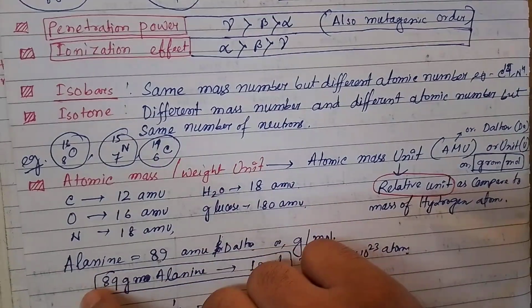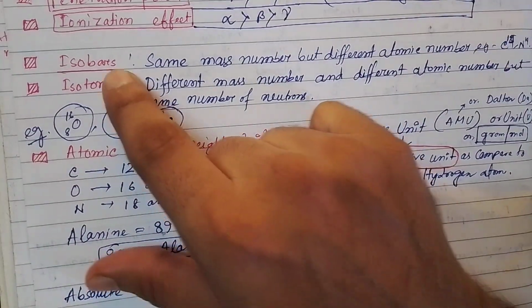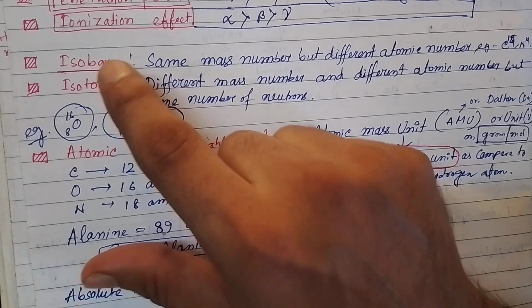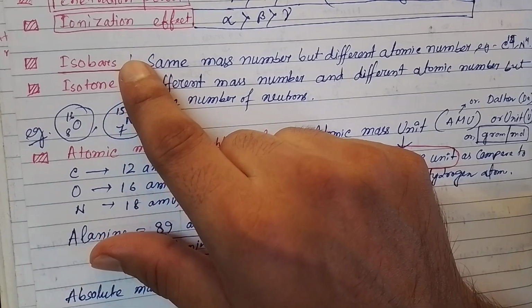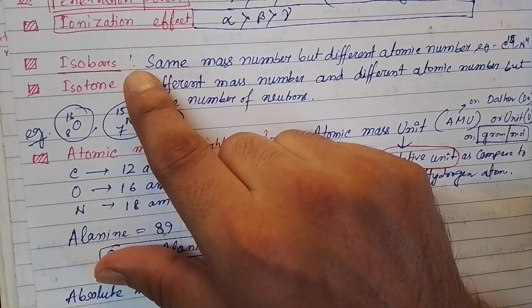Now we go for some basic definitions along with isobars and isotones. Isobars have different atomic numbers but the same mass number.